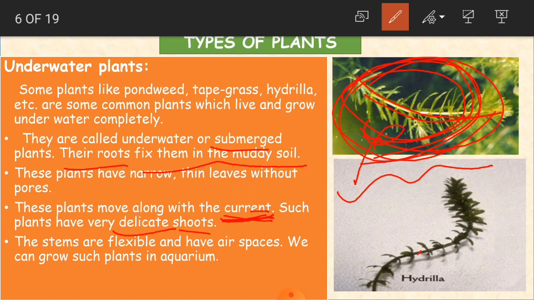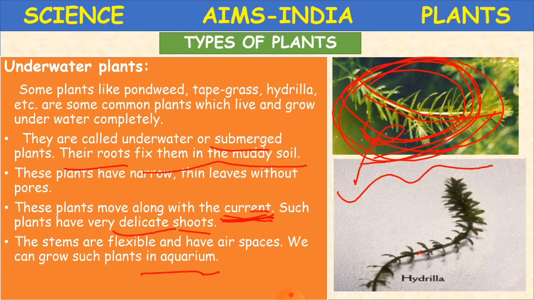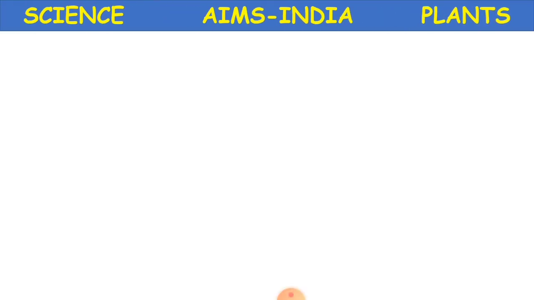We can grow such plants in an aquarium. So where can we grow this type of plants, children? In an aquarium. If you have an aquarium in your home, or if you go to any aquarium shop, you can see such plants in the aquariums, because these are underwater plants, so they grow along with fishes and some other animals which are there in the water. So these are underwater plants, children. Clear? Hope you all have understood.